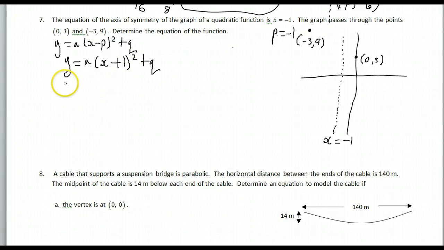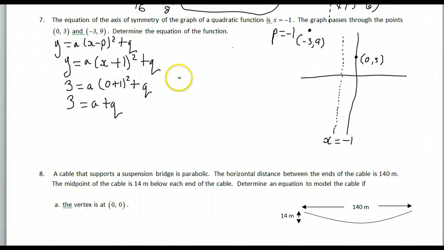So let's take the point 0, 3. 3 is equal to a, 0 plus 1 squared plus q, giving us an equation 3 is equal to a plus q. Now you know that's an equation that has 2 unknowns. But using this, what else do we know? We also know the point negative 3, 9. So let's plug that in.